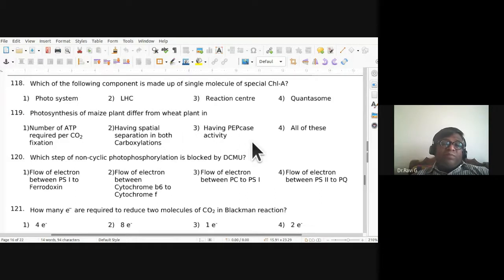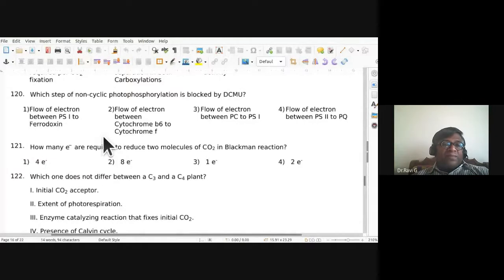They have this PEP carboxylase or pepcase activity. All of these is the correct answer. All these three, that is how maize plant differs from wheat plant. C4 pathway differs from C3 pathway. So that is what it implies. So the fourth one, all of these, is the correct answer.